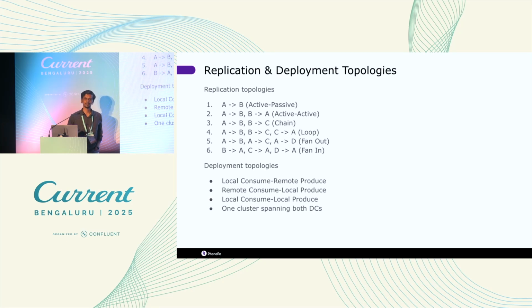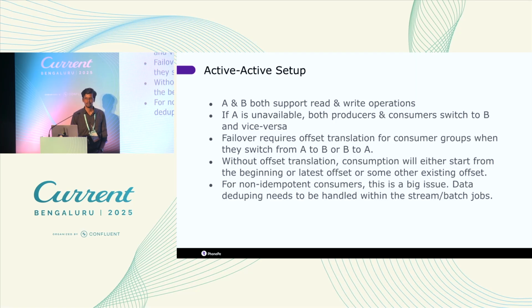In terms of the deployment topology, there are various different modes of doing this. One is local consume, remote produce, and then the converse of it, which is remote consume, local produce. And then you can do local consume, local produce as well. Or you can have a stretch cluster, a MirrorMaker cluster, which is spanning across both the DCs. So we'll briefly talk about the active-active setup.